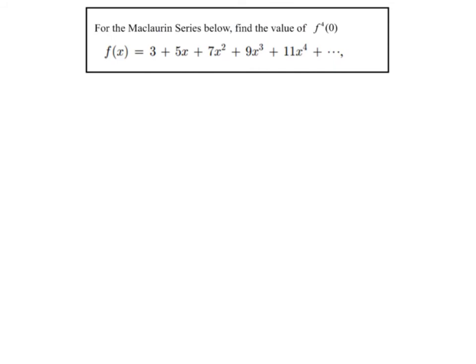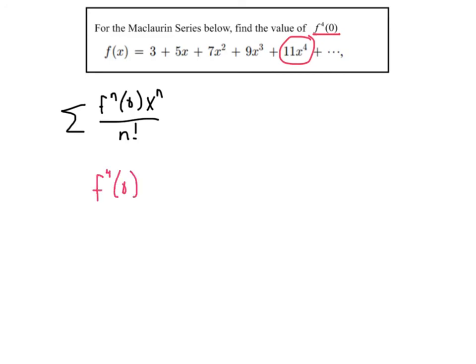For the Maclaurin series below, find the value of the 4th derivative. Well, remember, for Maclaurin, we always have the value of the derivative at 0. We have x to that same power, and then n factorial on the bottom. Of course, the only difference with a Taylor is it's a here and x minus a to the nth. So the 4th derivative must go with the 4th power, right? X to the 4th. So I know that the 4th derivative at 0 times x to the 4th over 4 factorial is equal to 11x to the 4th.